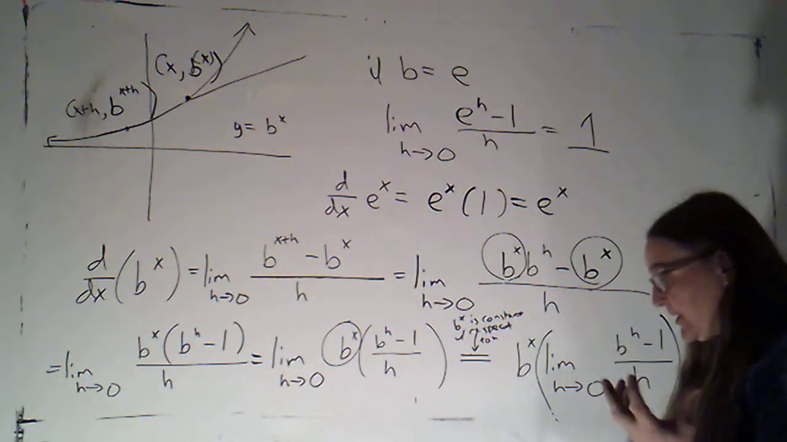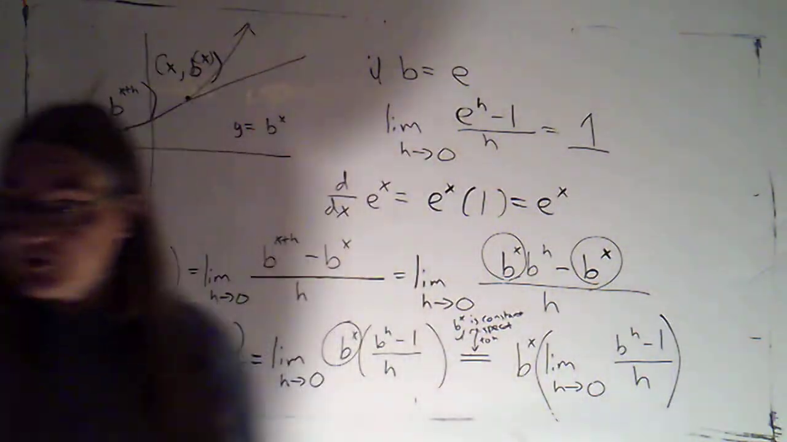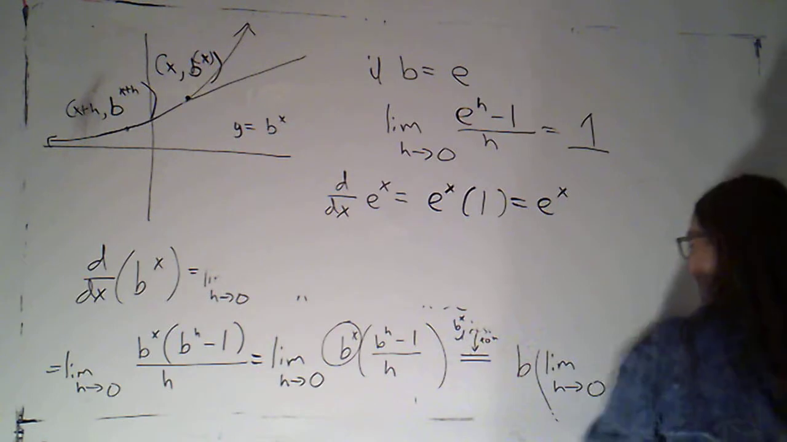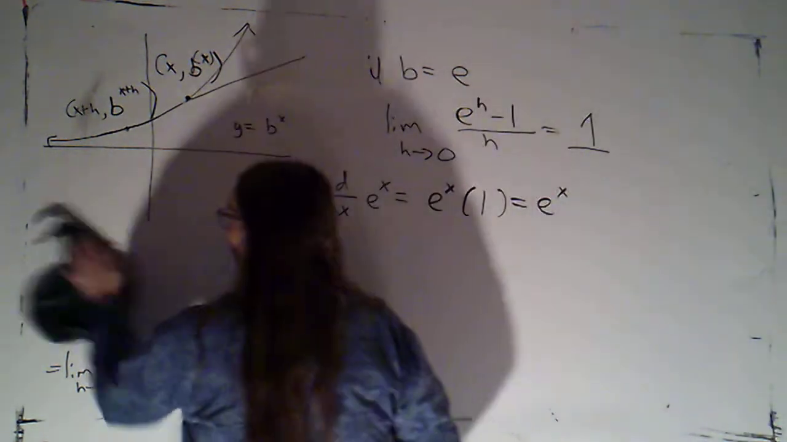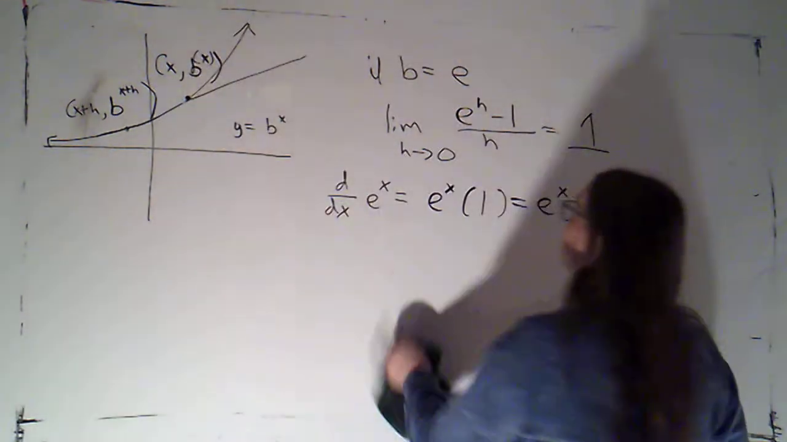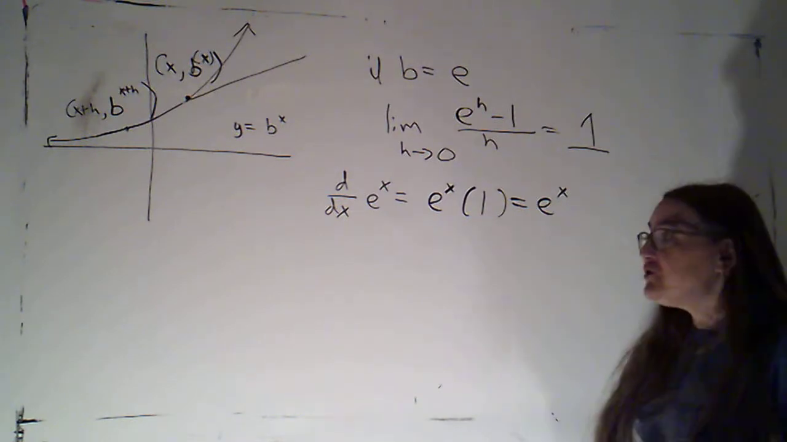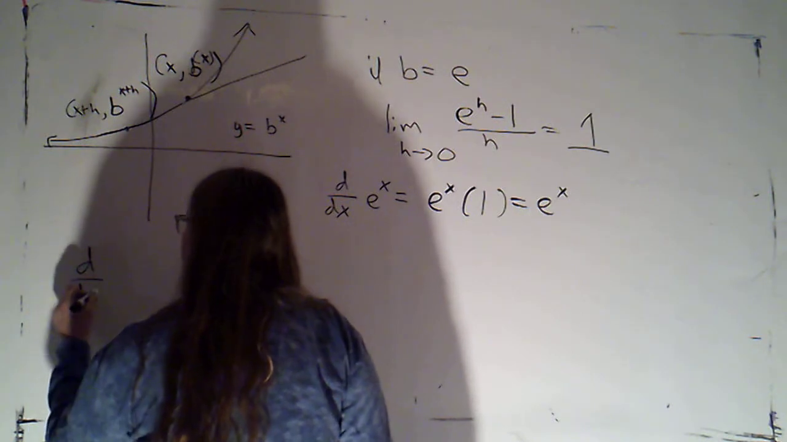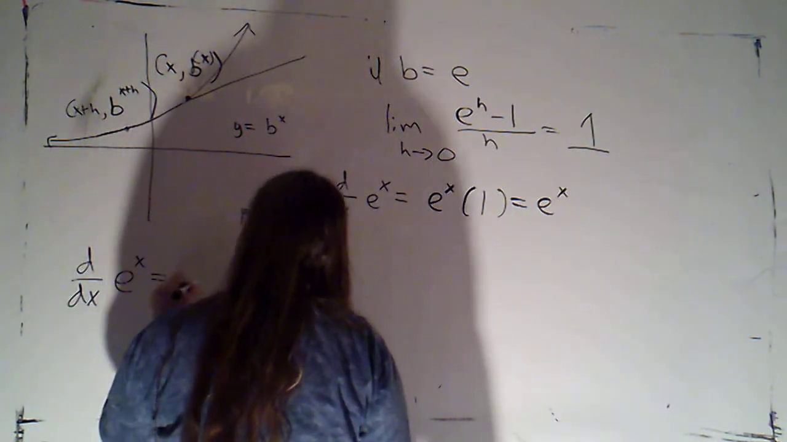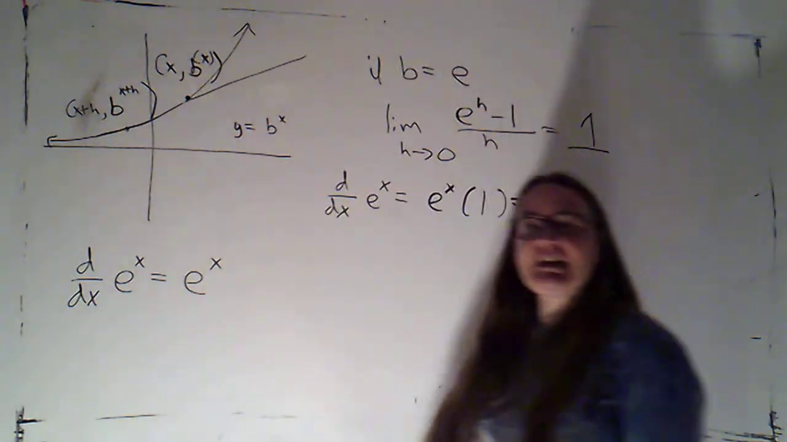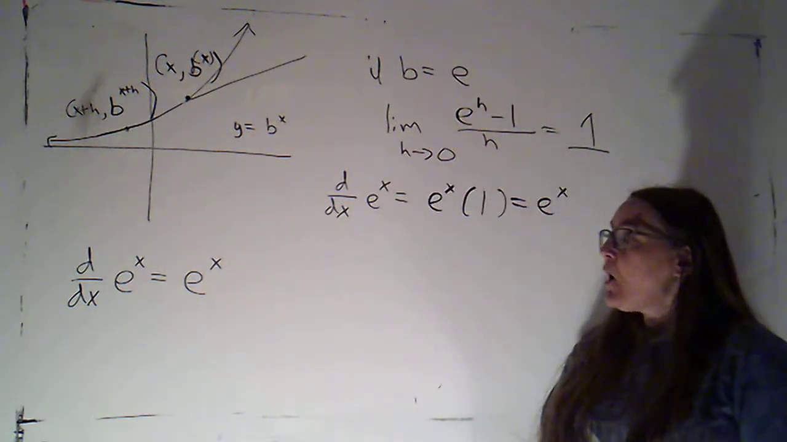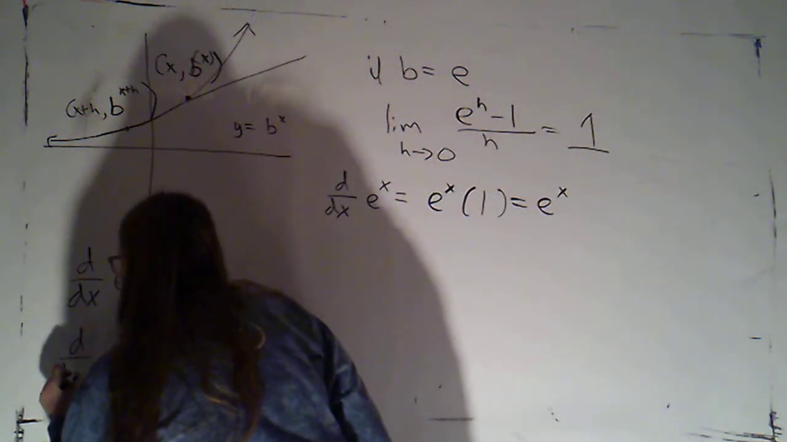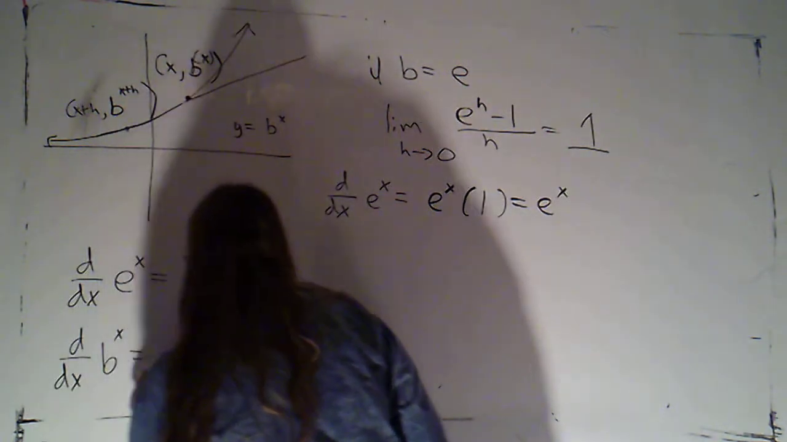For e to the x, the derivative is not only proportional to the original function, but the constant of proportionality is 1, so that the derivative is equal to the function value. Okay. So what we've got then is that the derivative of e to the x is just e to the x. We've also got some partial information about other exponential functions.